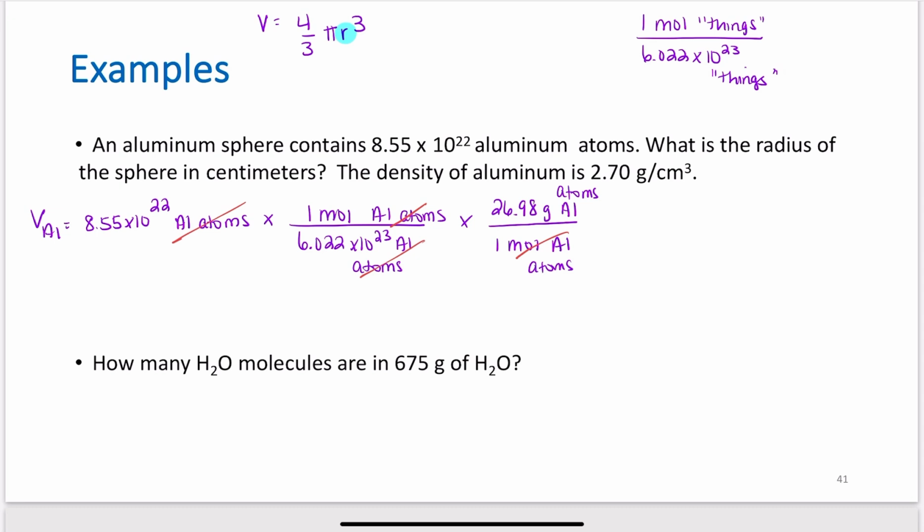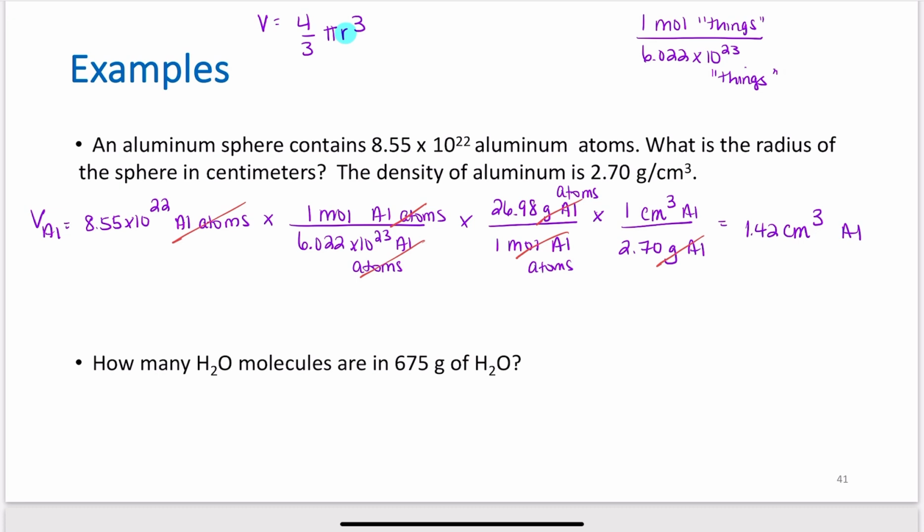Now I can go ahead and use the density as a conversion factor to find the centimeters cubed of aluminum, which is the volume of aluminum. So this tells me that for every 1 centimeter cubed, it weighs 2.70 grams. And that is for aluminum specifically. That cancels out my grams of aluminum and gets me to centimeters cubed of aluminum. So I see here I have 1.42 centimeters cubed for the aluminum.